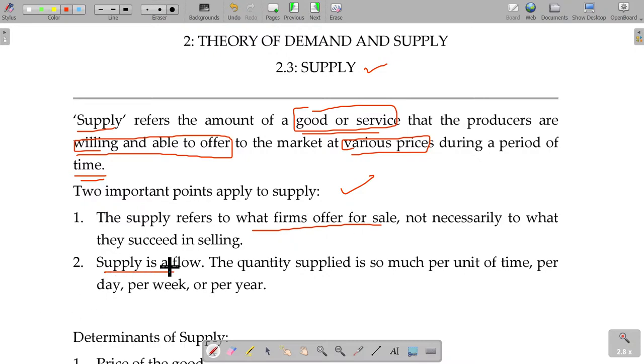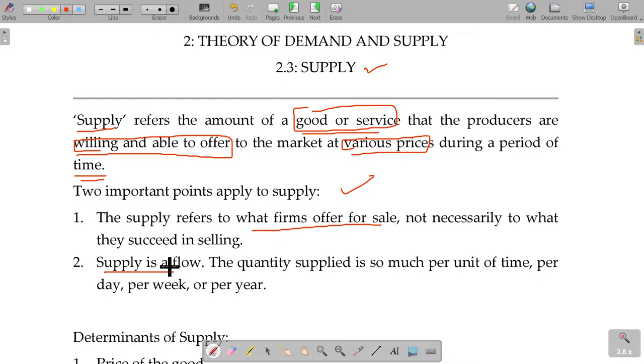And supply is a flow. There also we have seen demand is a flow. Demand is a flow and supply is a flow. Flow means the supply of some commodity for a given time is called flow. Flow of supply: 5 units are in need, or 5 units are going to be supplied.